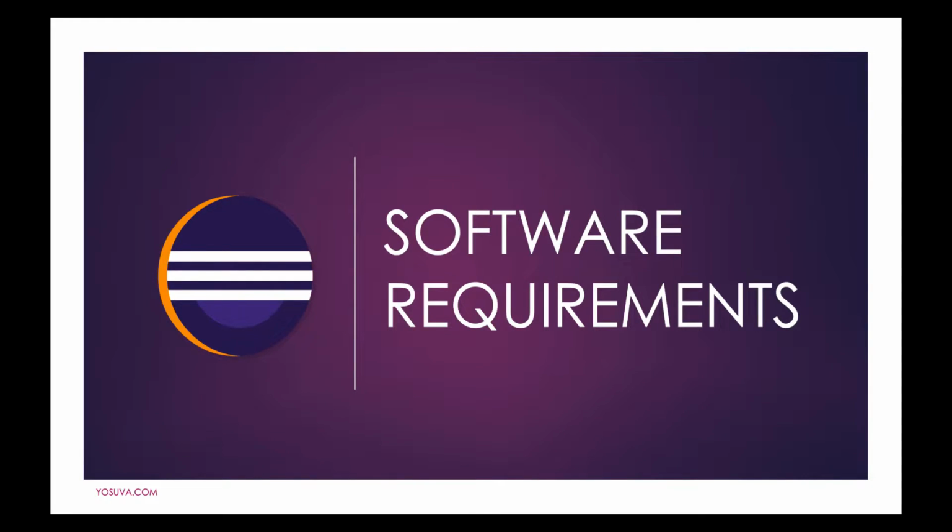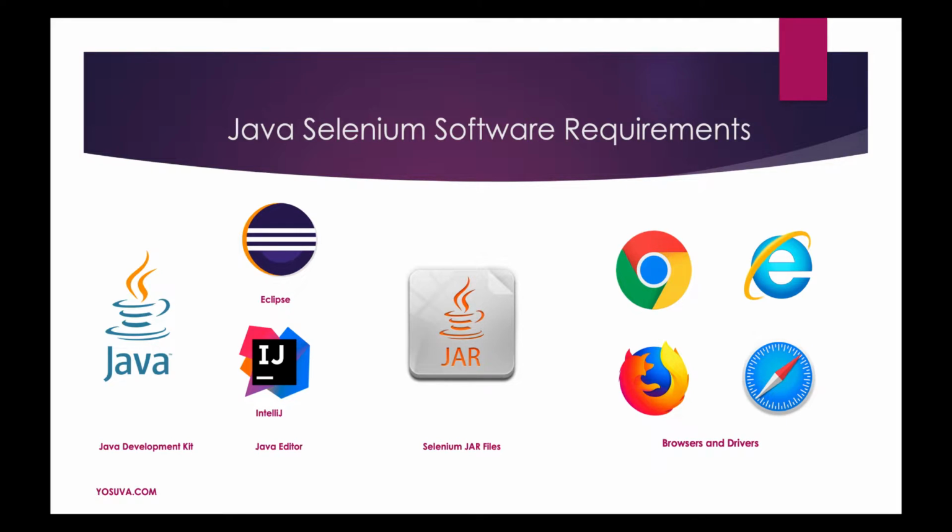Software requirements. There are four software components required for Java Selenium scripting. The first one is JDK, Java Development Kit. You need JDK to develop and run Java programs. Second one is Java Editor. You need editors like Eclipse or IntelliJ to develop or edit Java programs.